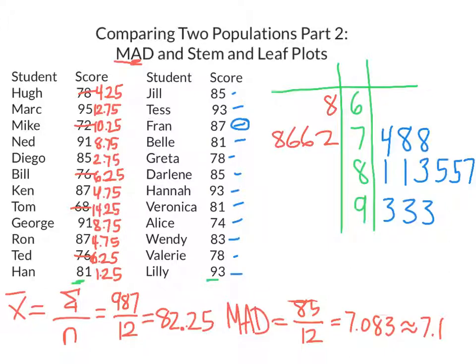And then in the 80s, I've got an 81 and an 85, and then two 87s. And then in the 90s, I've got two 91s and a 95.